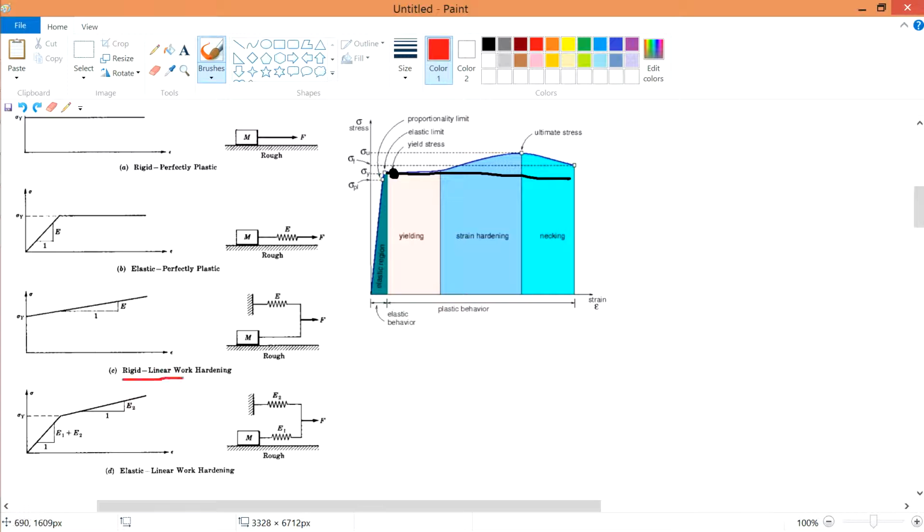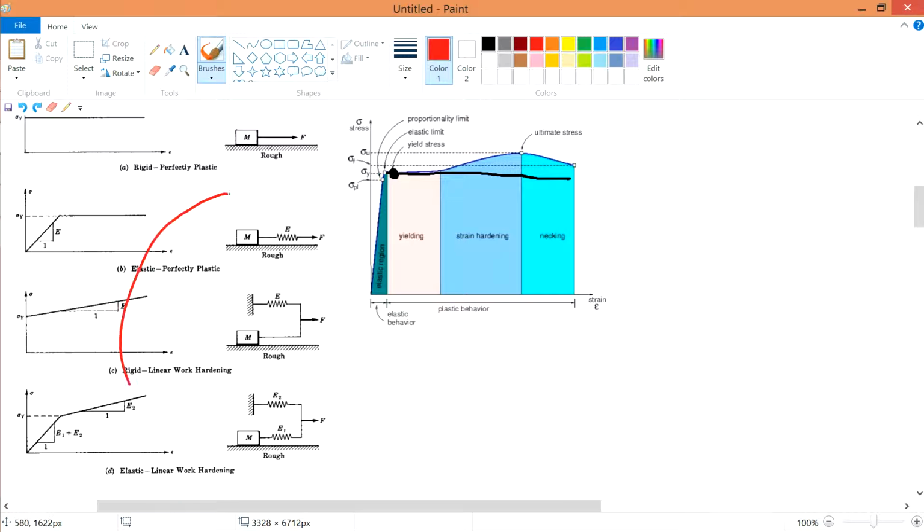Rigid linear work hardening means you're always linear. Elastic, perfectly plastic means that at first you are elastic, then you are plastic. Same as this one: at first you are elastic, then you are linear work hardening. So this is just the basic concepts.